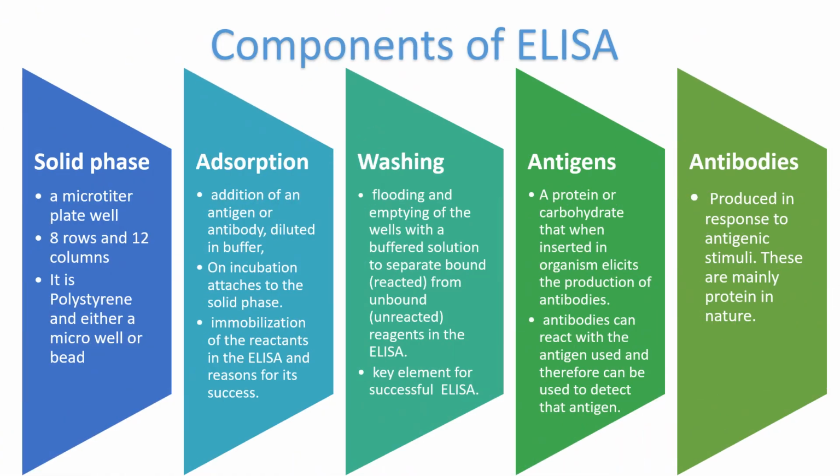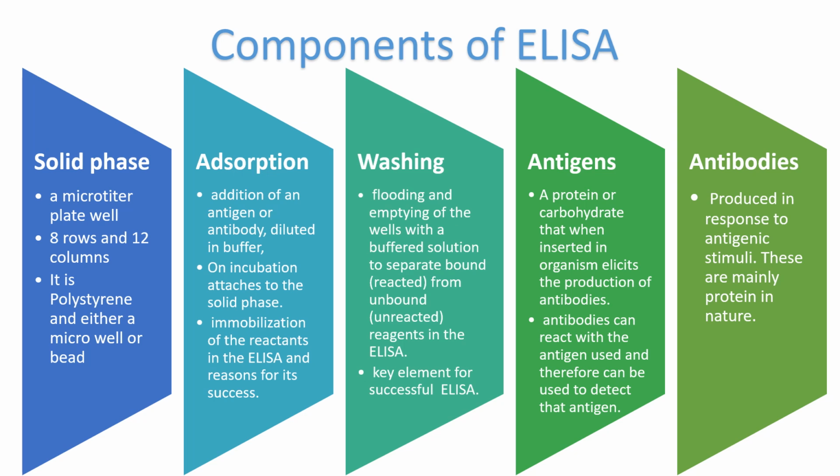Components of ELISA. First is the solid phase, a microplate made of polystyrene. Second is adsorption: the addition of an antigen or antibody diluted in buffer, which on incubation will attach to the solid phase. Immobilization of the reactant in the ELISA, and the reason for its success, is adsorption. Then washing: flooding and emptying of the wells with a buffered solution to separate the bound from the unbound reagent in the ELISA.